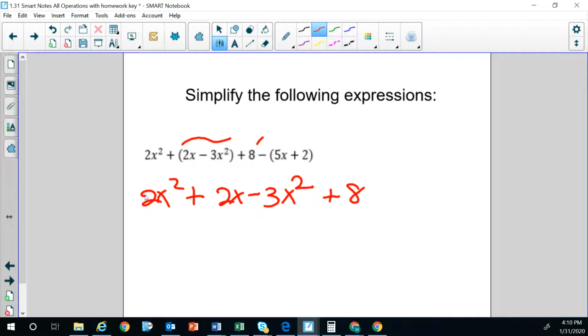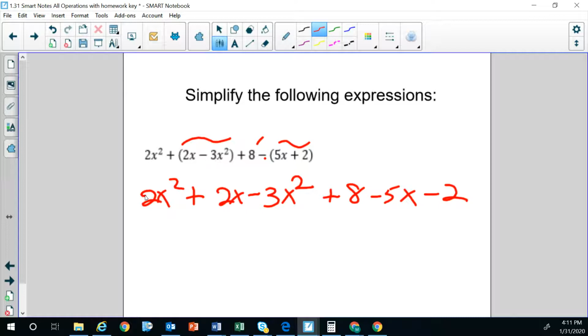And then this other expression now, notice there's a minus sign right there in front of it. Therefore, you have to change all the signs inside the parentheses. So that gives me minus 5x and a minus 2. Remember that, right? All the signs inside the parentheses change.